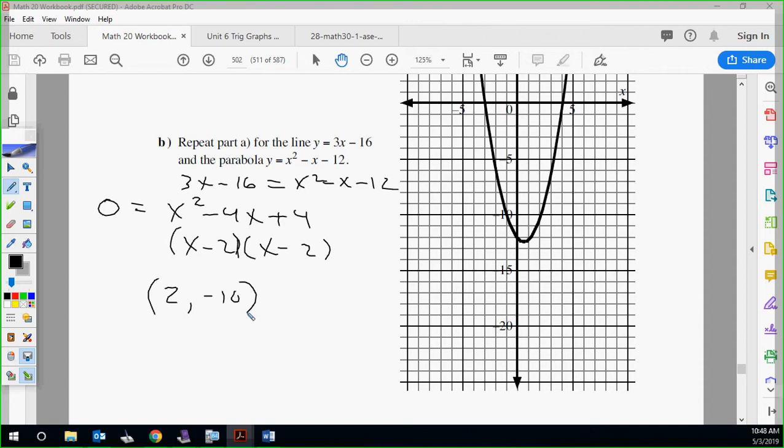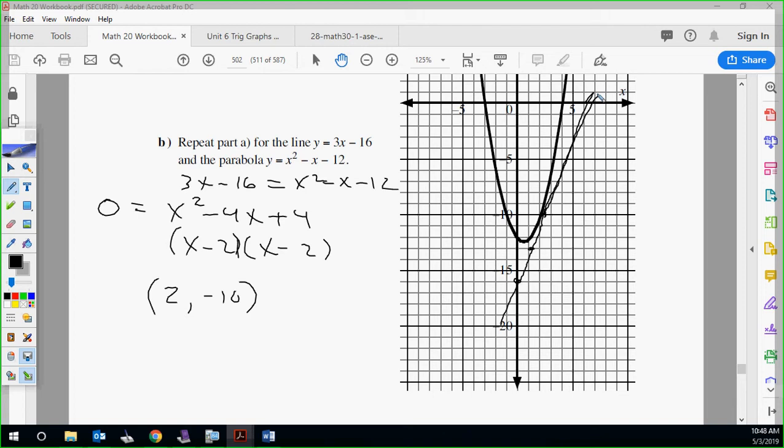Like the graph, right? For this picture that I drew, 2, negative 10 was it. So 3x minus 16, when I went up 3 over 1, up 3 over 1, yeah, so see right here, that's 2, negative 10. That's where it hits one spot. So it hits it, and then it starts to go away from it again.